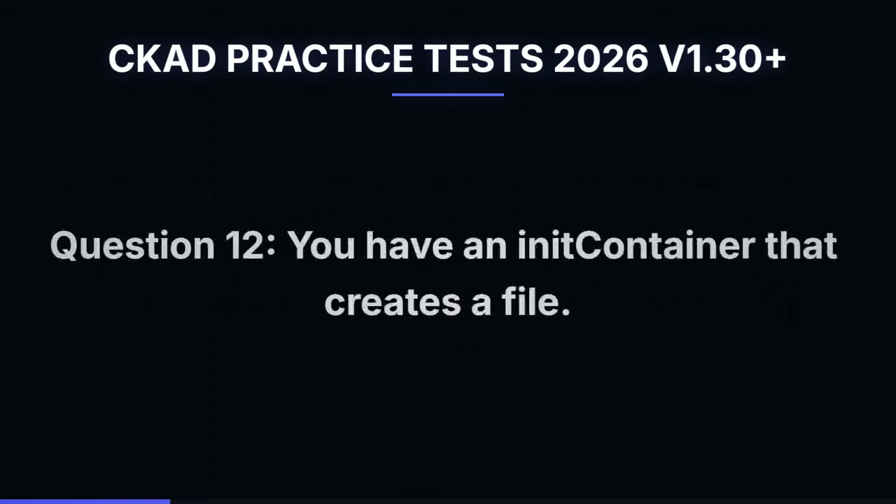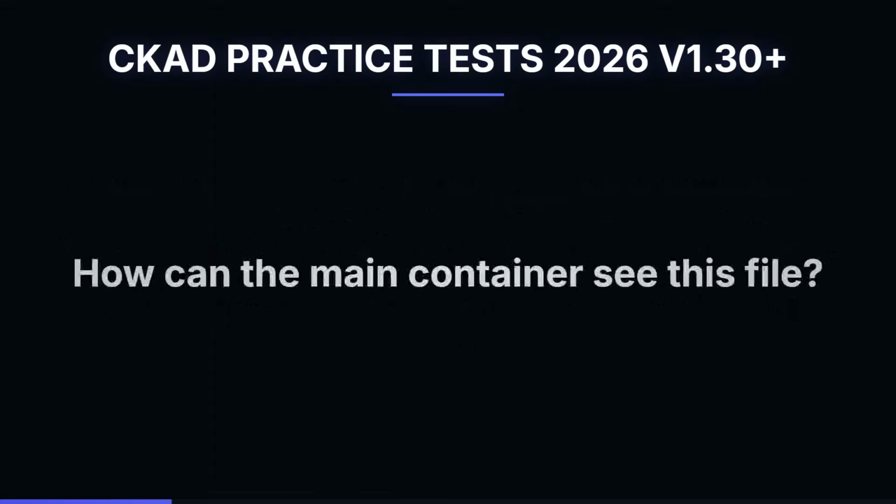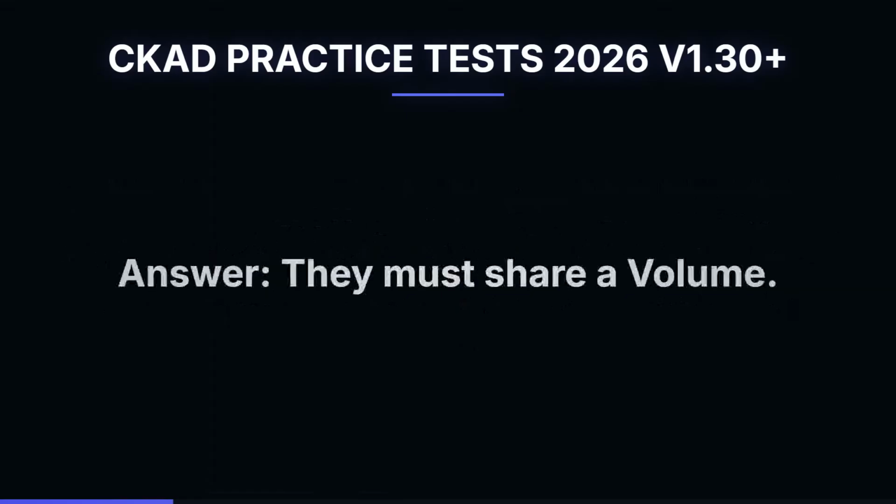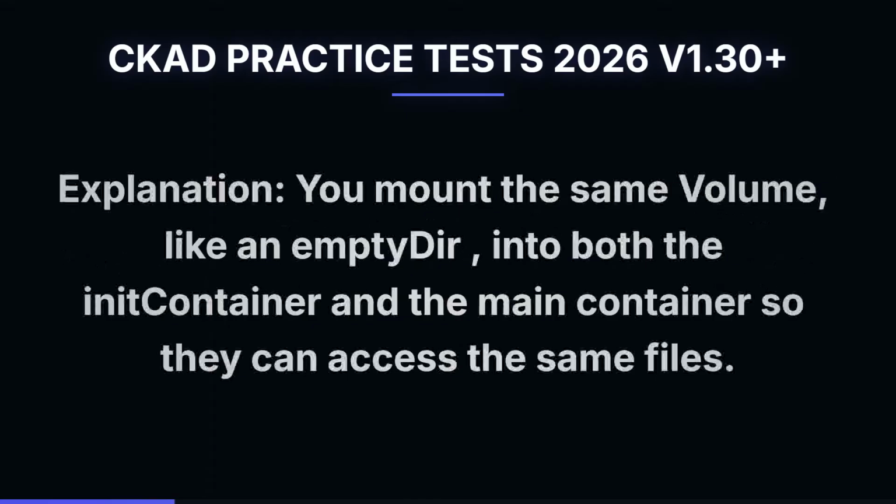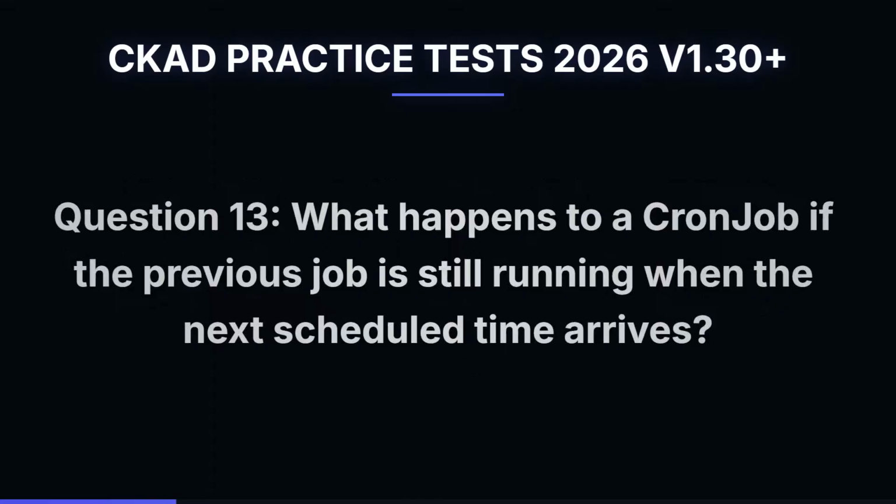Question 12. You have an init container that creates a file. How can the main container see this file? Answer: they must share a volume. Explanation: you mount the same volume, like an emptyDir, into both the init container and the main container so they can access the same files.